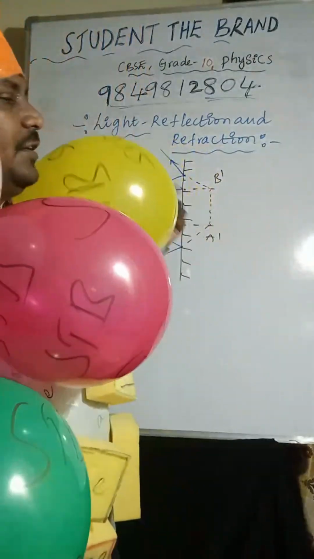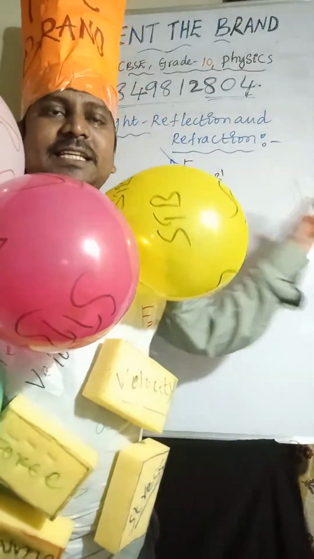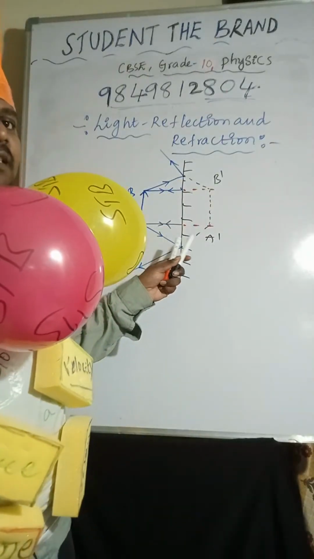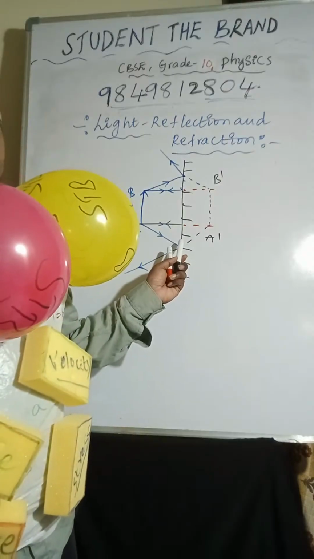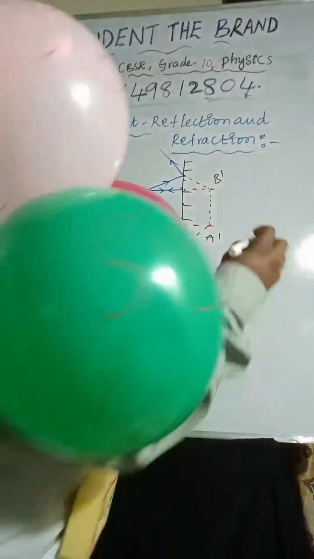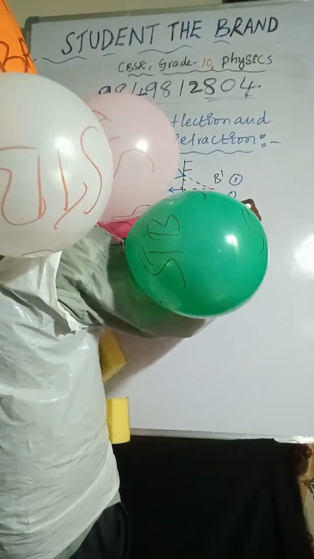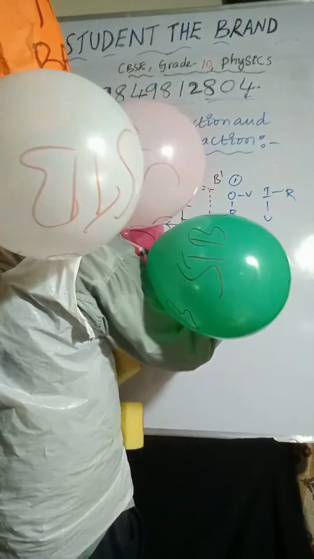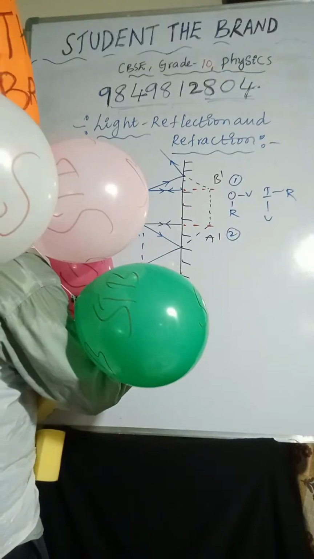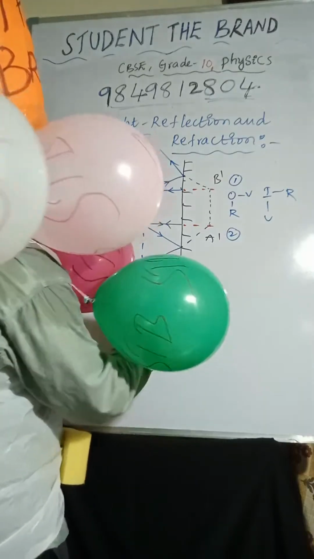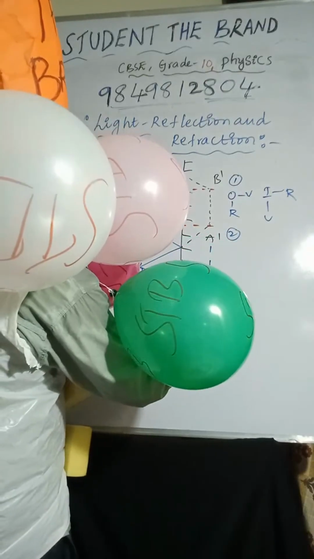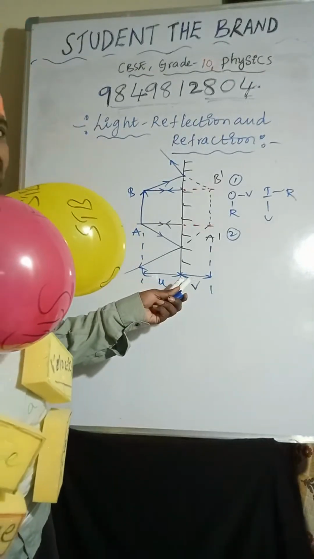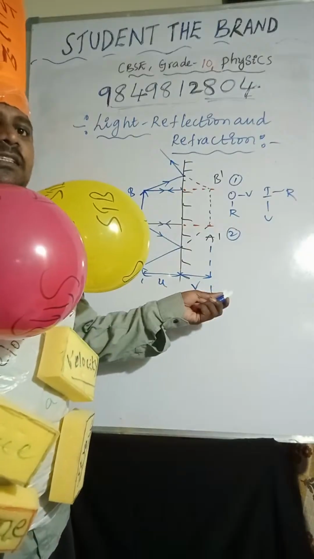Point number 1 is that. Coming to point number 2, object distance is equal to image distance. Here you can see the distance between the object and the mirror is called the object distance. The distance between the mirror and the image is called the image distance.